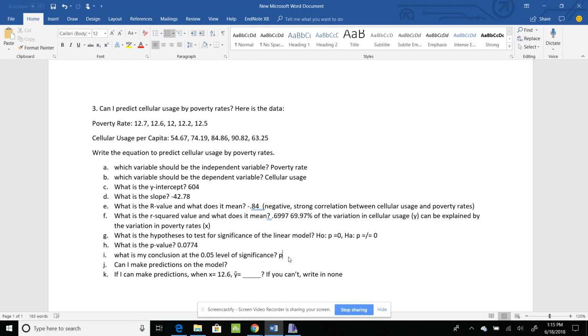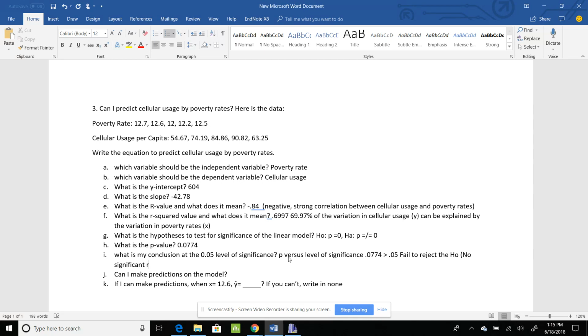Okay, so what conclusion can I make? I'm looking at my p-value versus my level of significance, and we've done this a bunch in this class already. 0.0774 is greater than 0.05, which means I fail to reject the null. That means there is no significant relationship between these variables, and also no significant relationship between these two variables in this sample.